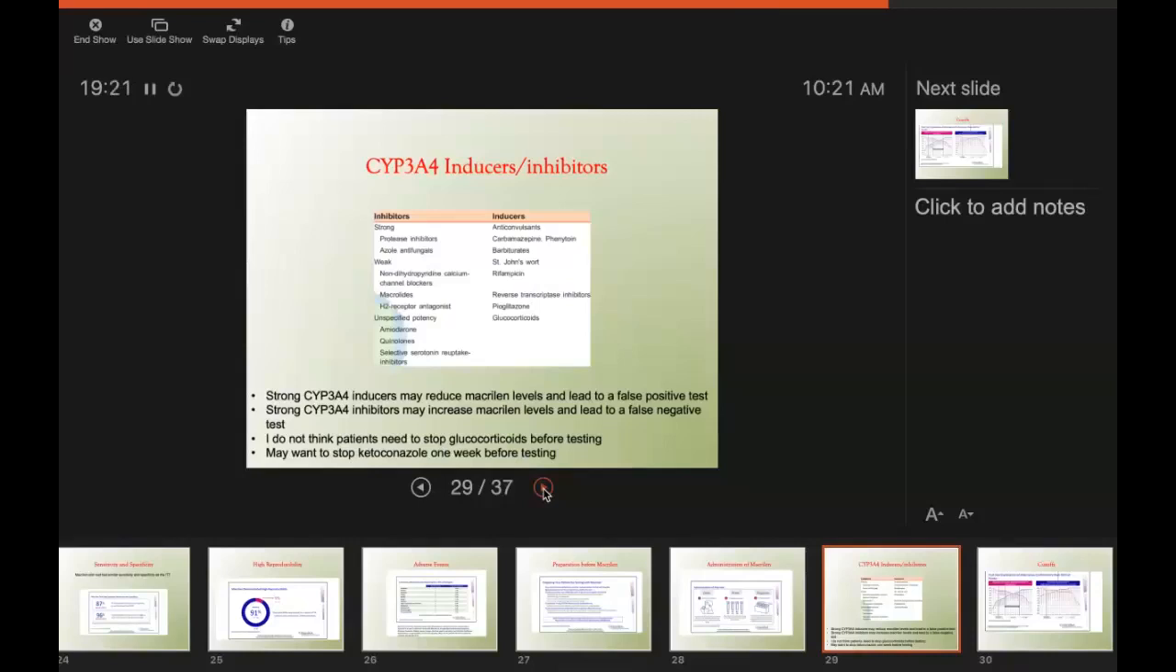The inhibitors in this column over here may increase Macrilen levels and lead to a false negative test. The patient would fail the test even if they have growth hormone deficiency. These again are common medicines: H2 receptor antagonists, protease inhibitors, antifungals, ketoconazole. Probably you don't have a lot of patients on ketoconazole. I'll talk about that in the next slide.